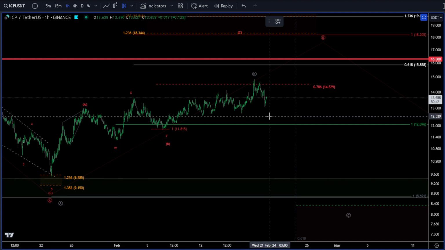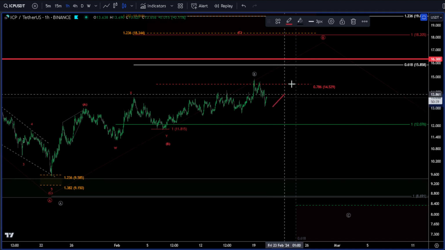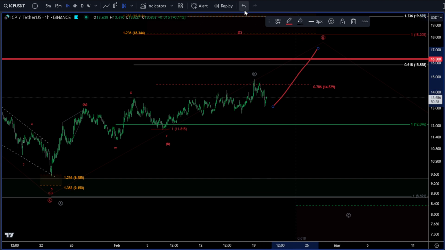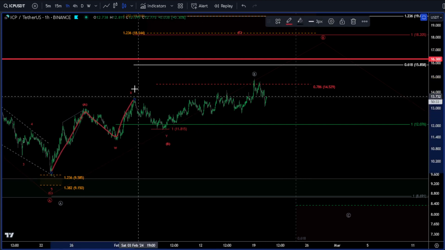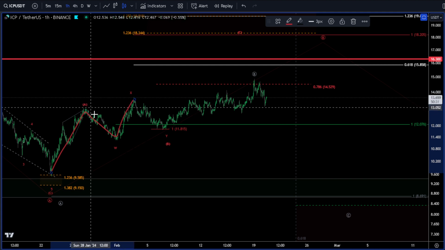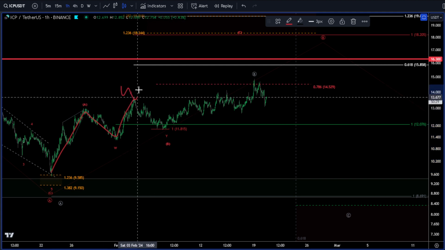But my bias is we move up. I'll just say that. So first of all, this could be a 3-wave move. I showed you that. We reached the minimum requirement, so this could actually be an ABC in itself, which would make a W wave.